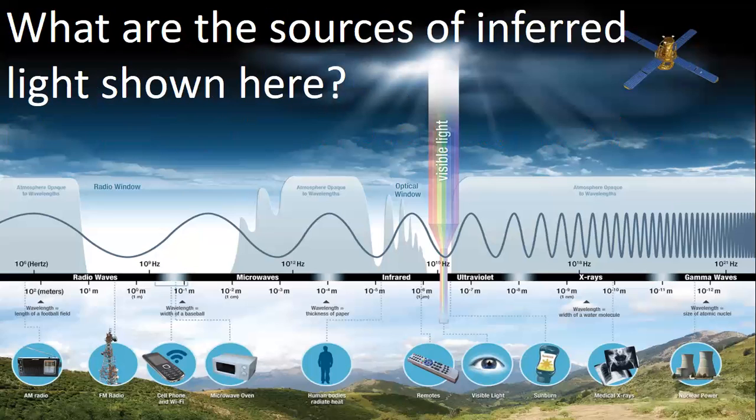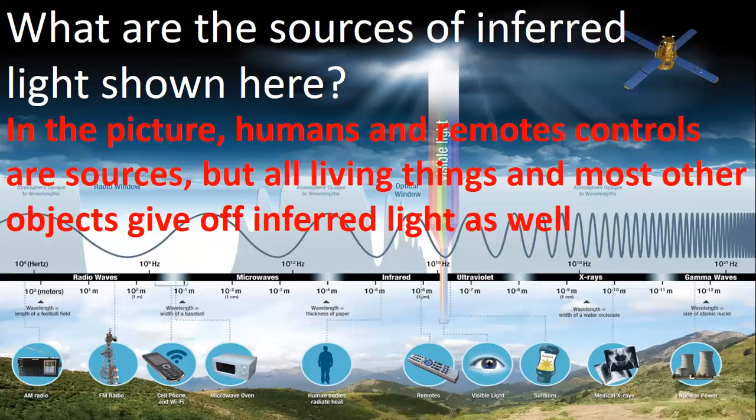Next question. What are the sources of infrared light shown here? Look down at the bottom. What are some things that would be considered sources of infrared light? Good enough. In the picture, humans and remote controls are sources. But in fact, all living things and most other objects give off infrared light as well.